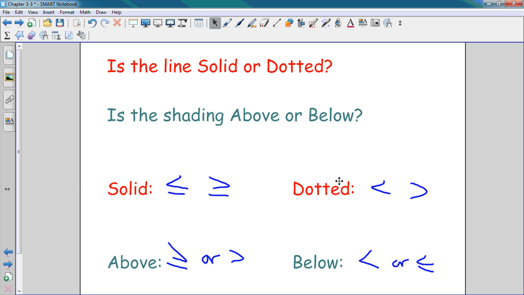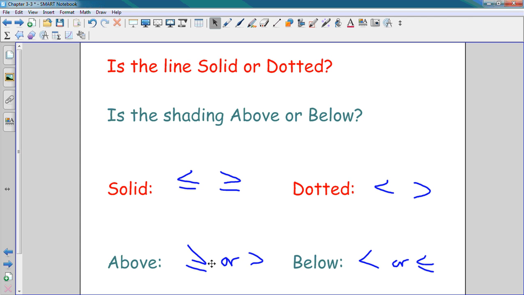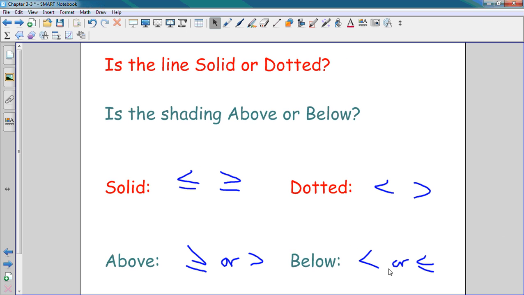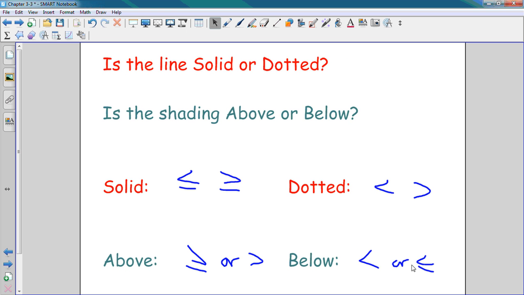Another review of solid and dotted. This is the one that most people forget. Solid, equal to; dotted, greater than, less than, no equal to. Above the line, remember, is greater than or equal to or greater than. Below the line, less than or less than or equal to. Okay, right down here. Any questions? You guys can remember that good stuff? All right, here we go.